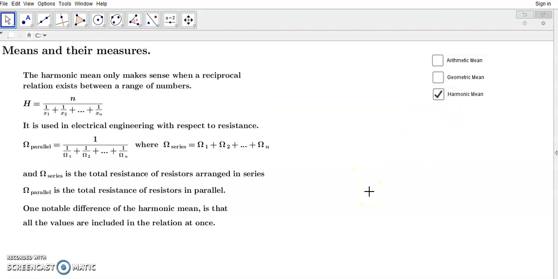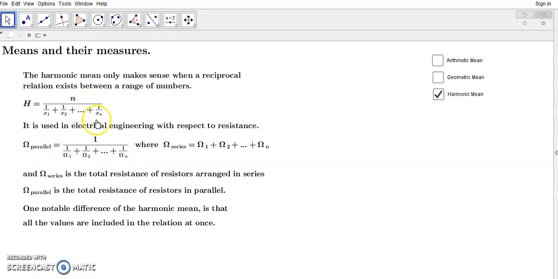Now, the harmonic mean is also a special kind of mean and only makes sense when a reciprocal relation exists. Okay, so what is a reciprocal relation? It's one where the mean consists of ratios, as you see over here, and the relationship is defined in terms of these x1, x2, and xn. So an easy way to see it is by looking at the resistance in series. So this is the resistance in series, and obviously the resistance in parallel will be this.